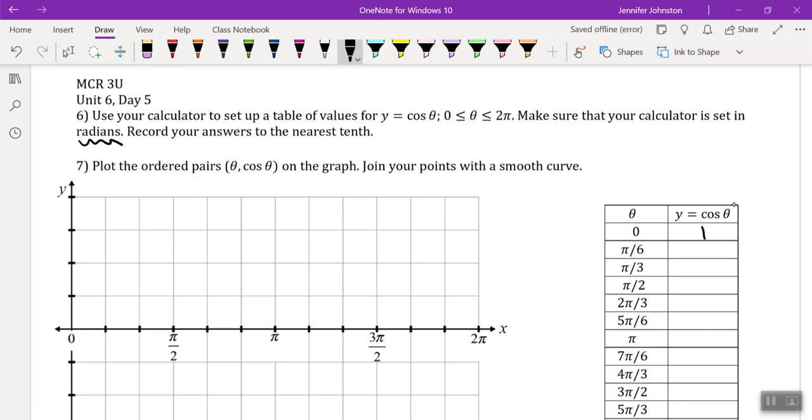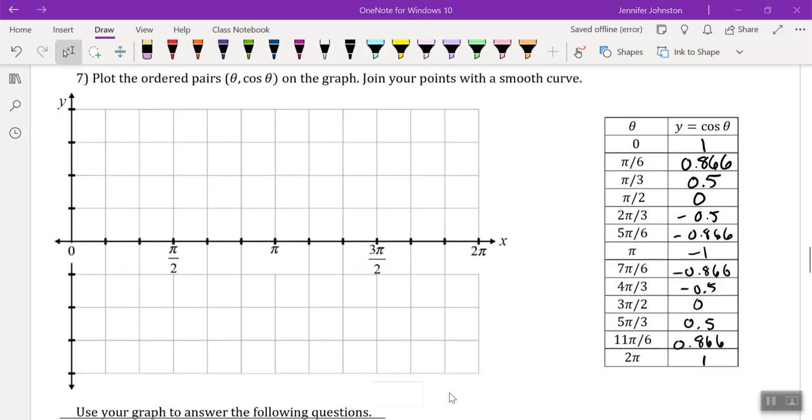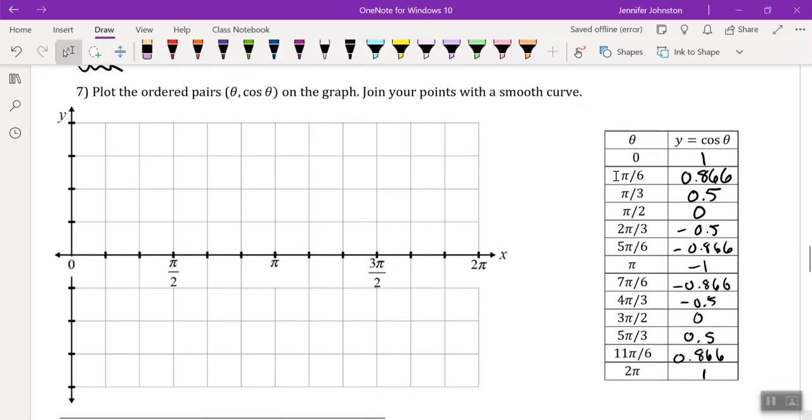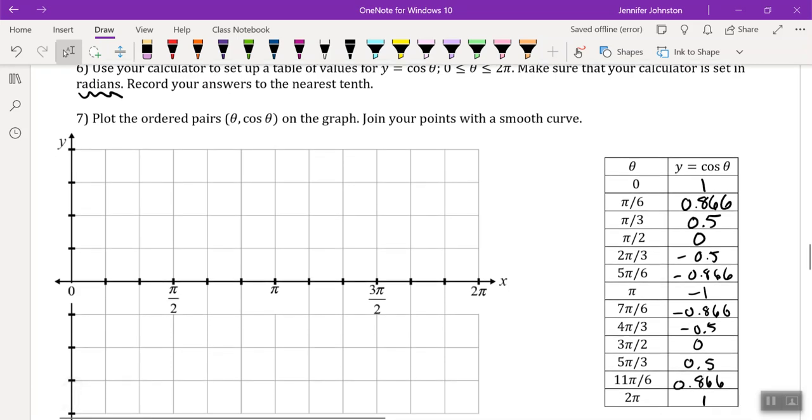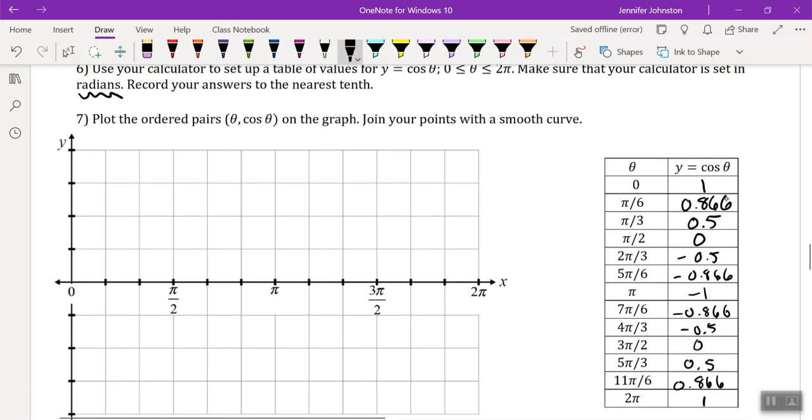Cos of pi over 6, again in radians, here we get 0.866. Then we get 0.5, and keep on going. So you put your calculator in radians, you typed in cos pi divided by 6 equals, again it should be in radians, not degrees, and you got 0.866, and then a whole bunch of other decimal places. You can even do nearest tenth. Nearest tenth is 0.9. So let's even change that.